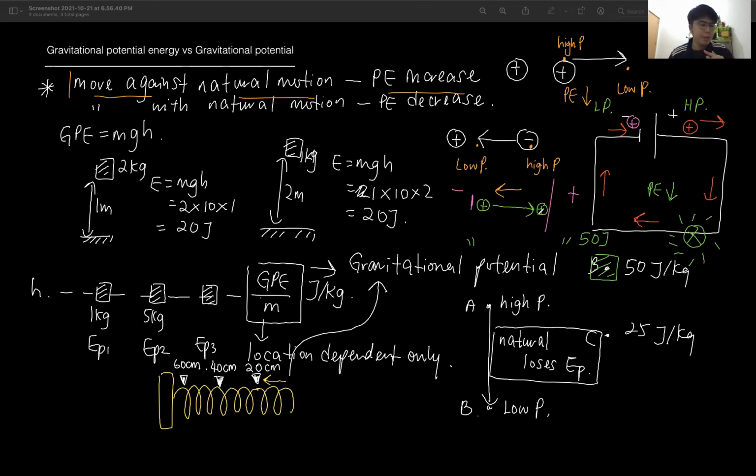Okay, so the bottom line here, the key points that we know is that whenever we move in natural motion, potential energy decreases. And whenever I move it against natural motion, I'm increasing the potential energy. So I increase the stored energy. And please remember this, we will apply it to the next part.